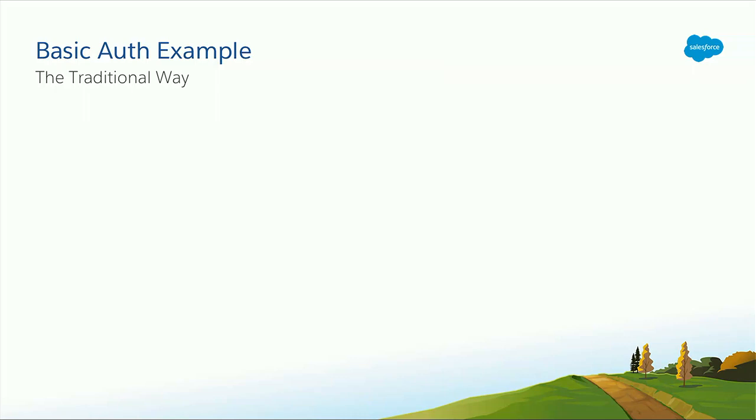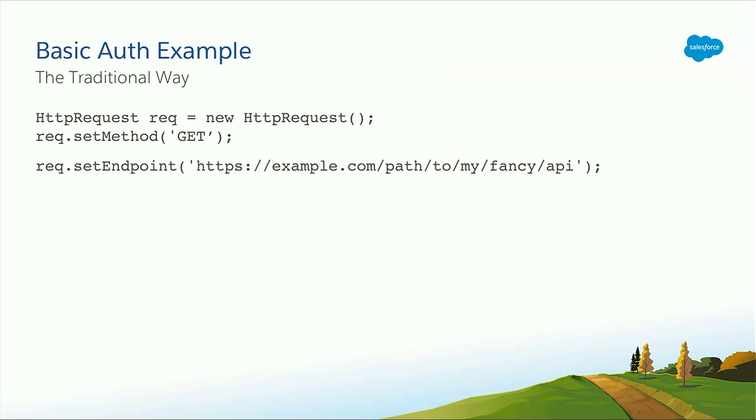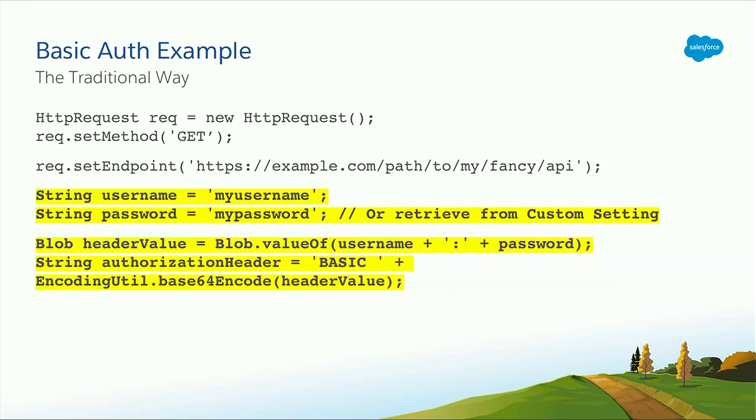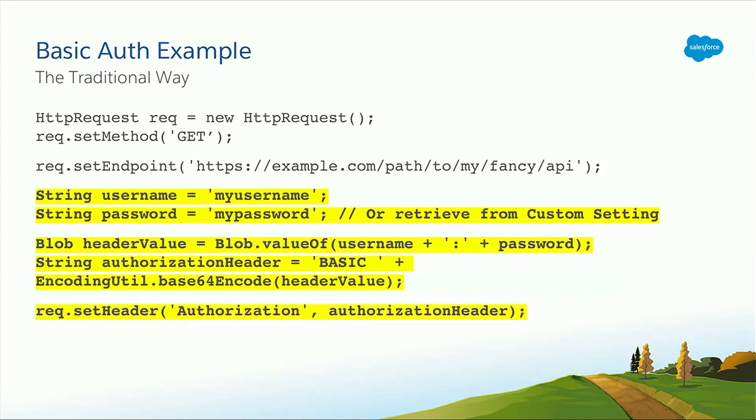This first one is a very basic example of a password-based authentication. So I might create the request, I will set the endpoint to my fancy API again, I'll define my username and password. So here I've done something I said we shouldn't do, which is hard-code it, but you could be retrieving it from somewhere. We have to now encode our authentication string, set that on the header, and then make the callout. So that's a bit of code, right?